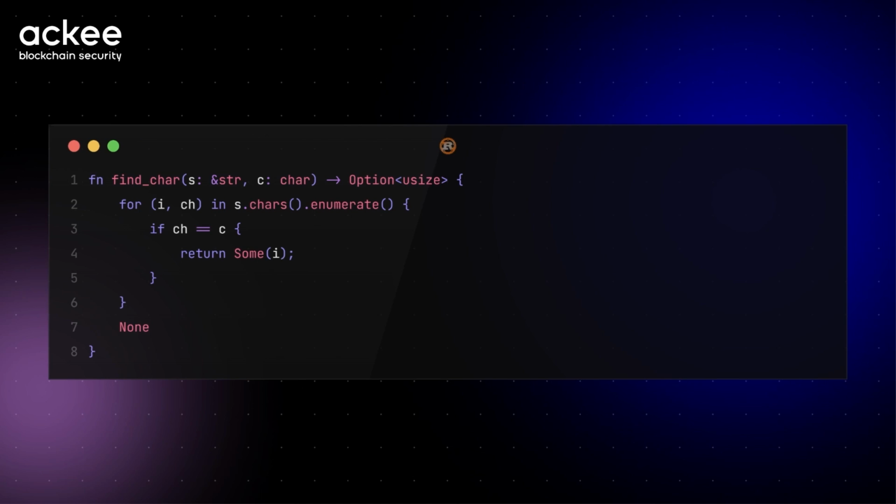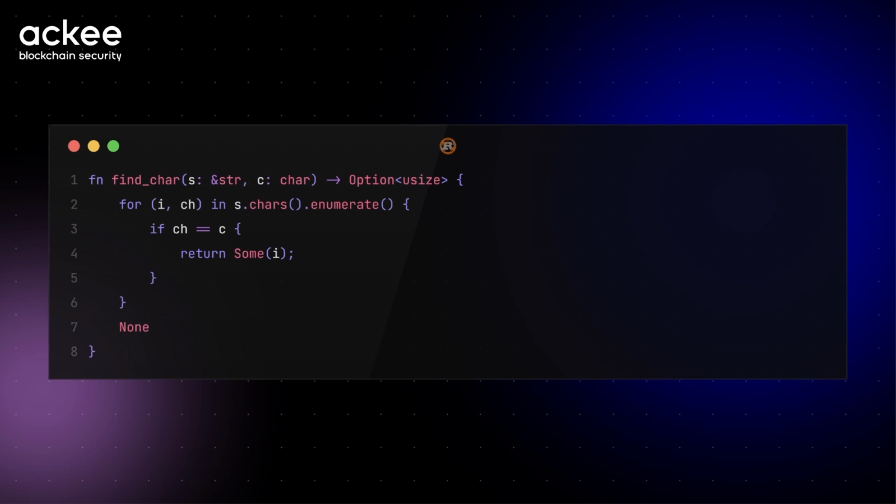What this function performs is that it loops through the characters of s. The enumerate actually also returns the index on which we currently are. So you can see we specify on line 2 that for index and character, we loop through the characters of s. If character is equal to c, which is the input parameter of the function, then we return Some with the index where the character was found.